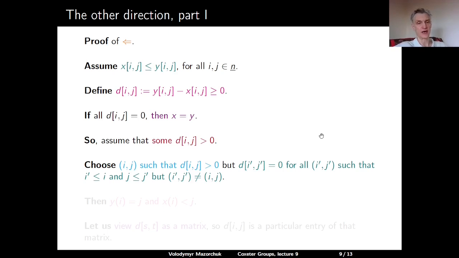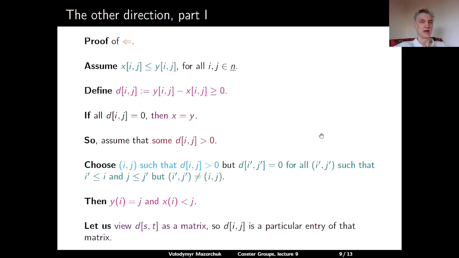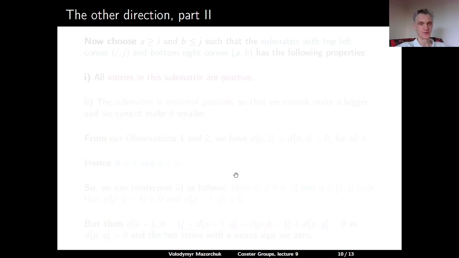But they are different from i, j. Then, in this case, we have that y of i should be j and x of i should be strictly smaller than j. And let us view our d_ij or d_st as a matrix. So in particular, our d_ij is a particular entry of that matrix. So it's an n times n matrix with no negative integer entries, and the particular entry d_ij with these assumptions is strictly positive.